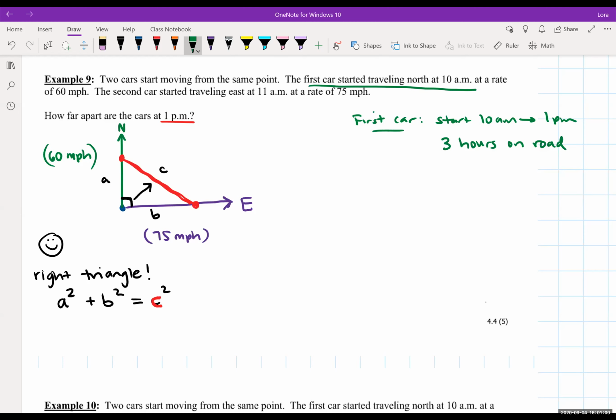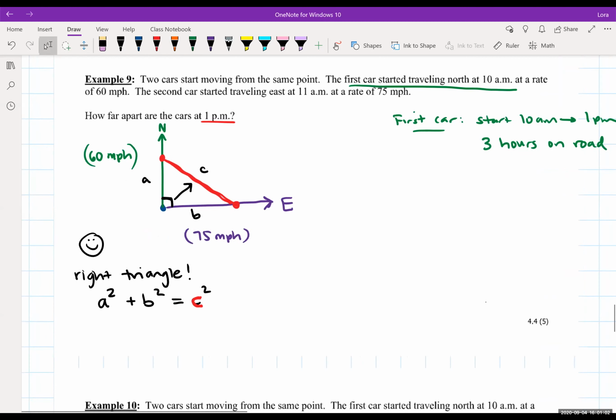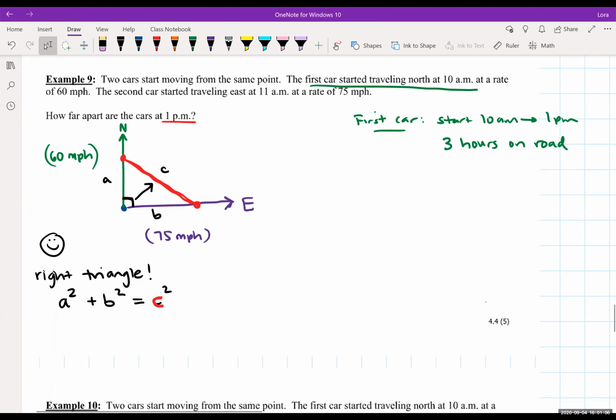So if I know that I'm going 60 miles per hour and there's 3 hours on the road, what do we have? 60 plus 60 plus 60, or 60 times 3 miles, which is what is that? 60 times 3, 180 miles that the car has traveled. So right away, I can replace A with 180 miles.